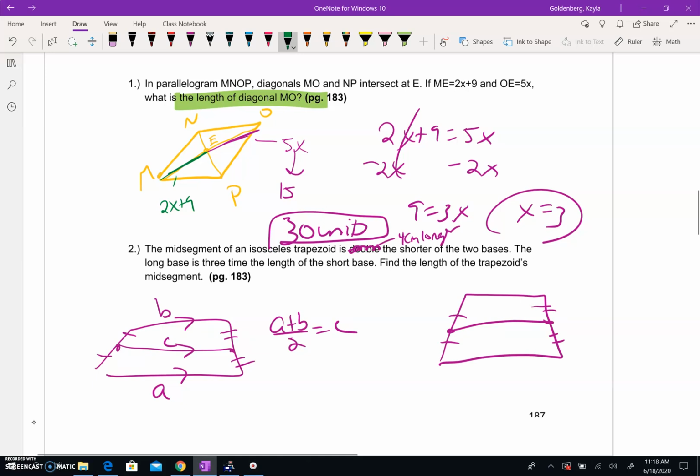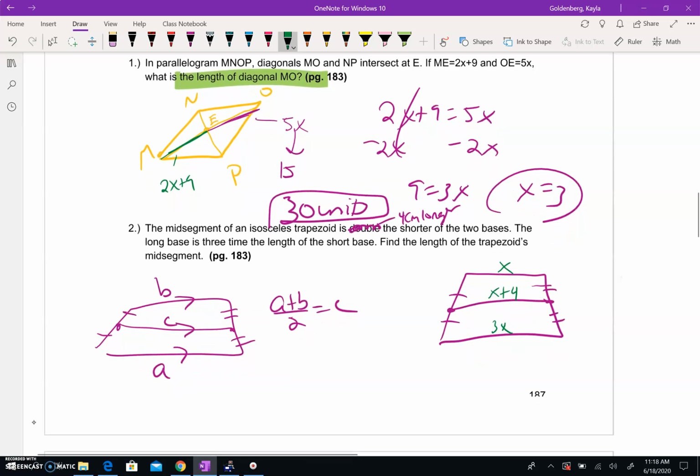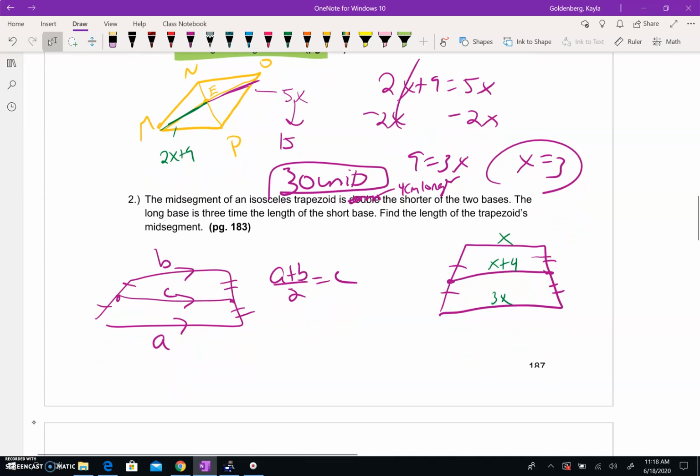So if it's in reference to something, I'm going to call the shorter base x, and then the midsegment could be x plus 4. It's always easier to use whatever you're referencing, like if it's some amount bigger or 3 times the amount, it's always easier to call that amount x. The longer base is 3 times the length of the shorter base, so we'll call that 3x. And we want the length of the midsegment. Now notice they didn't give us very many pieces of information, and without knowing the fact that the bases are averaged as a midsegment, you'd be really, really off and confused.